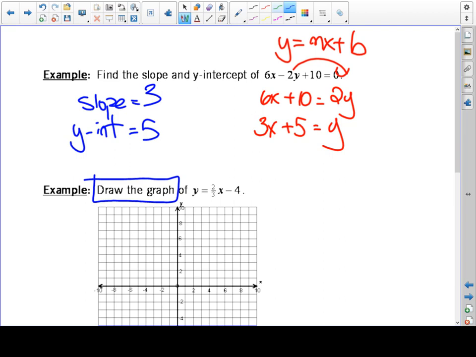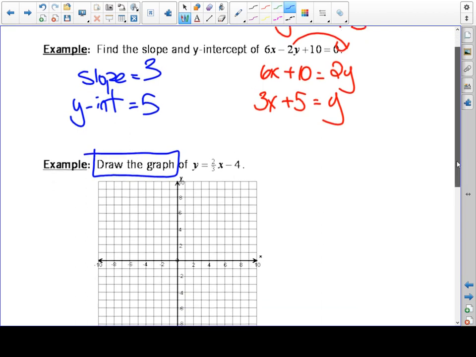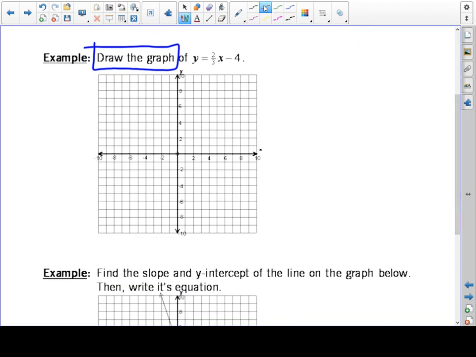2/3, because it's beside the x. What's the y-intercept? Negative 4. So how are we going to do this? Well, we're going to start off with the y-intercept. Y-intercept's negative 4. There's our first point. You always start with the y-intercept because it's like your anchor point. It's where you start.